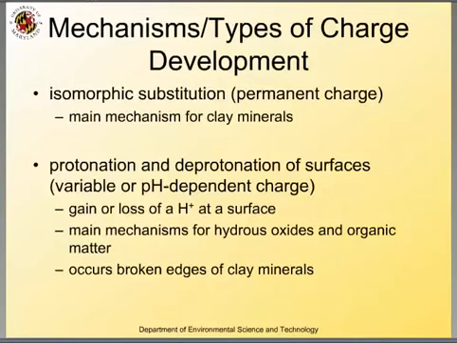And this is the main mechanism whereby iron oxides, hydrous oxides of iron and aluminum, and organic matter get their charge. The charge on iron oxides and in organic matter varies depending upon the pH of the soil, because the charge is pH-dependent charge. It also occurs at the broken edges of clay minerals. And we'll have a picture in a few moments where I'll point that out. Okay? So there are 2 basic kinds of charge in soil. One's permanent. It is a result of the environment in which the clay mineral formed. And the other is pH-dependent or variable charge, and it's due to the gain or loss of hydrogen ions on surfaces.